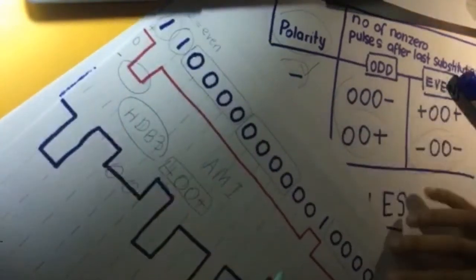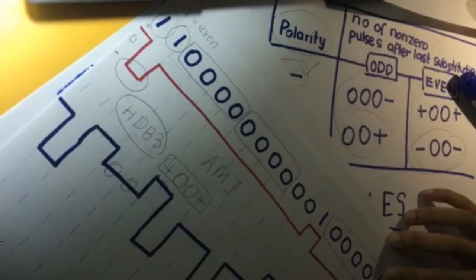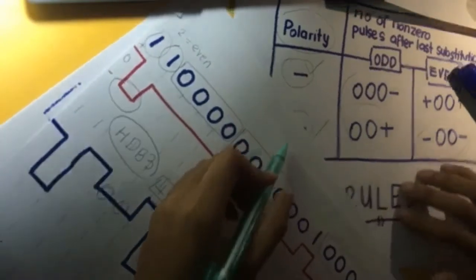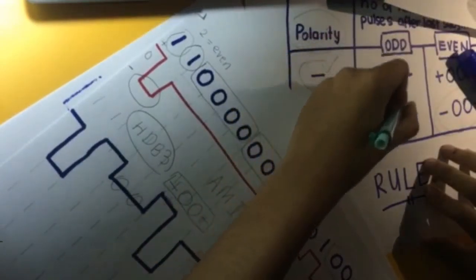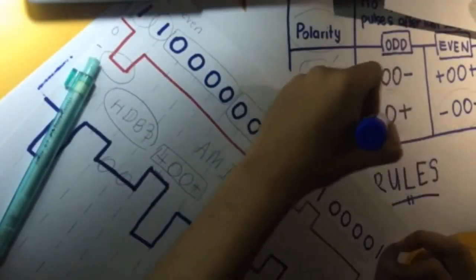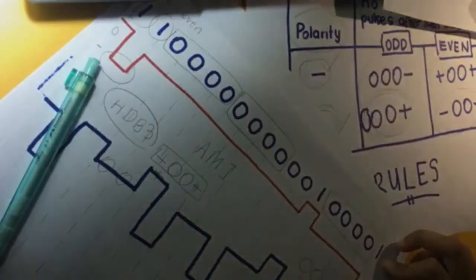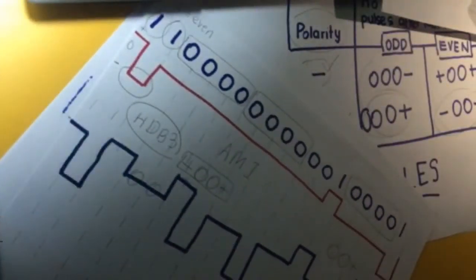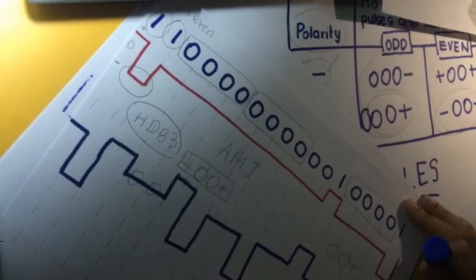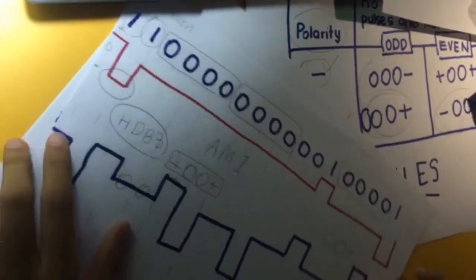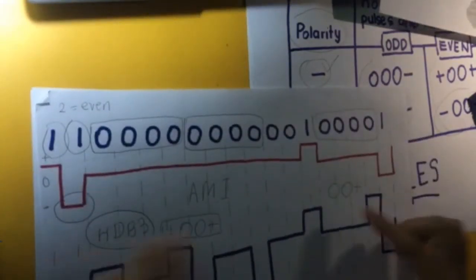And we're going to check for the polarity. Since the last substitution is here, which is positive, we are going to consider this kind of format. So now it's going to be 0, 0, excuse me, it's supposed to be 0, 0, 0, positive. 0, 0, 0, positive. And that's it. That is the final signal graph for this particular AMI bipolar signal over here.